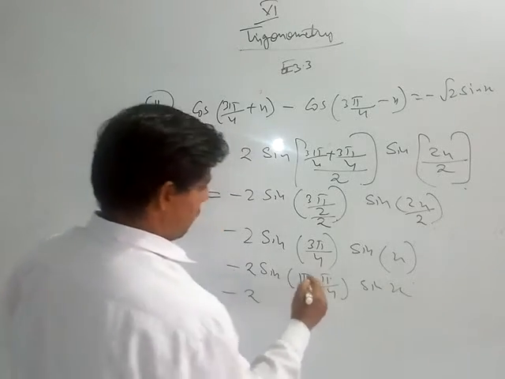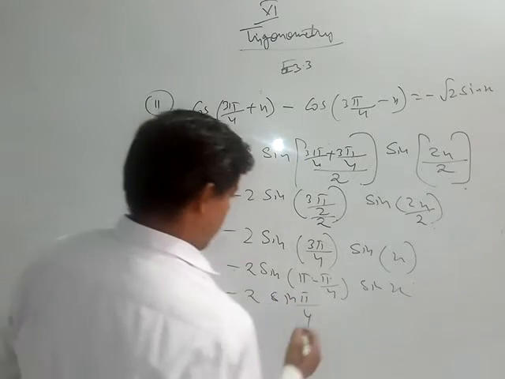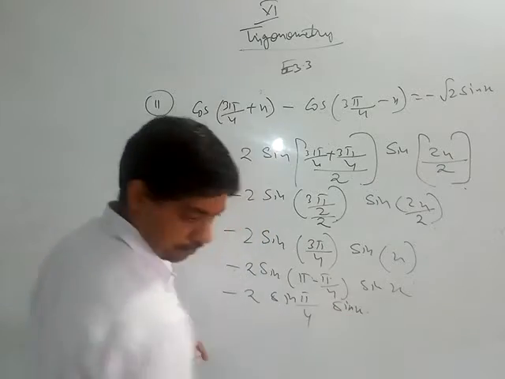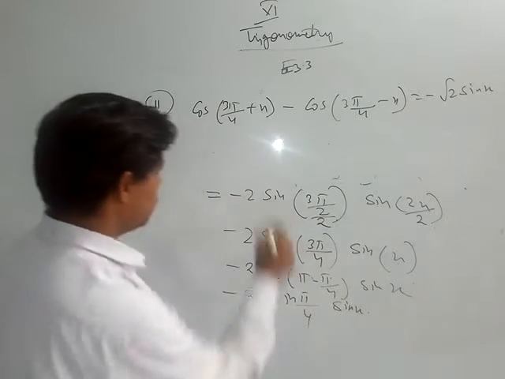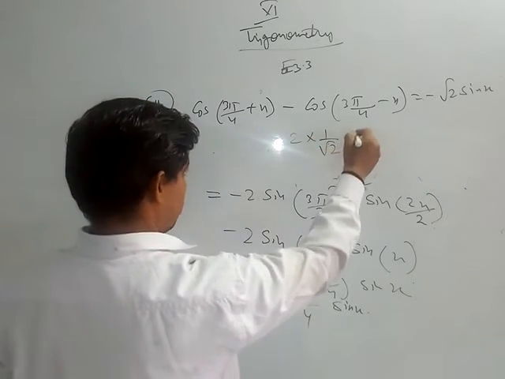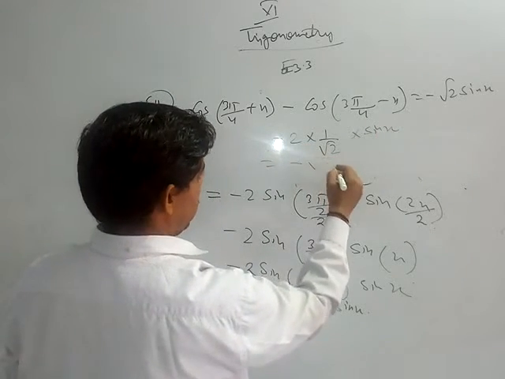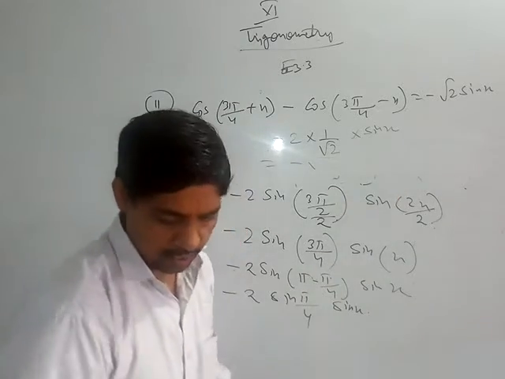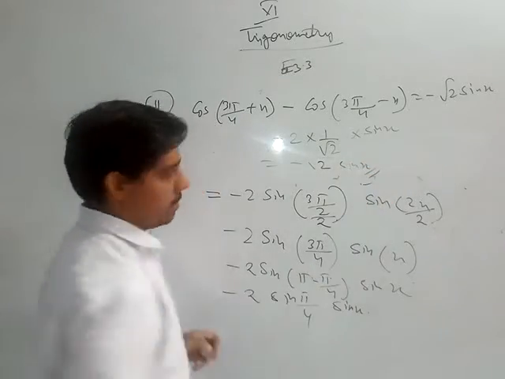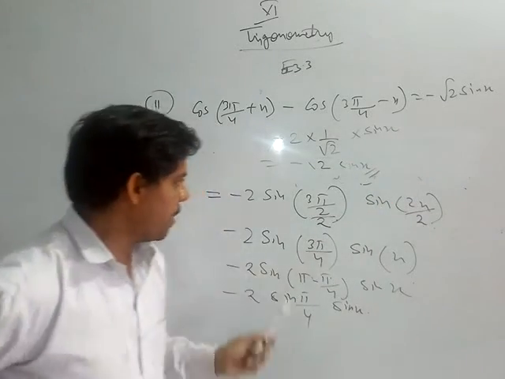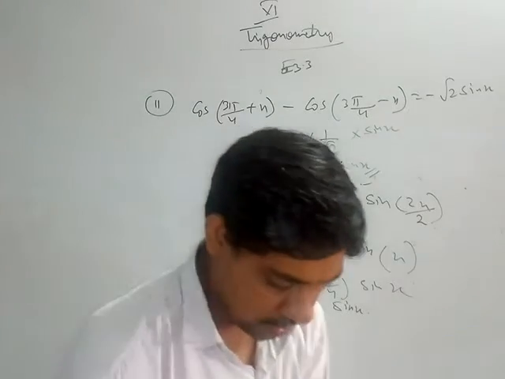And what is sin of pi minus pi by 4? That is sin pi by 4, and this is sin x. So you can write here, and you will get minus 2 into sin pi by 4, which is 1 by root 2, into sin x. This root 2 and root 2 get cancelled, and you get minus root 2 sin x. That's the answer. So we have just proved it. Remember how we proved it? Using the identity for cos C minus cos D. So that is one of the questions.